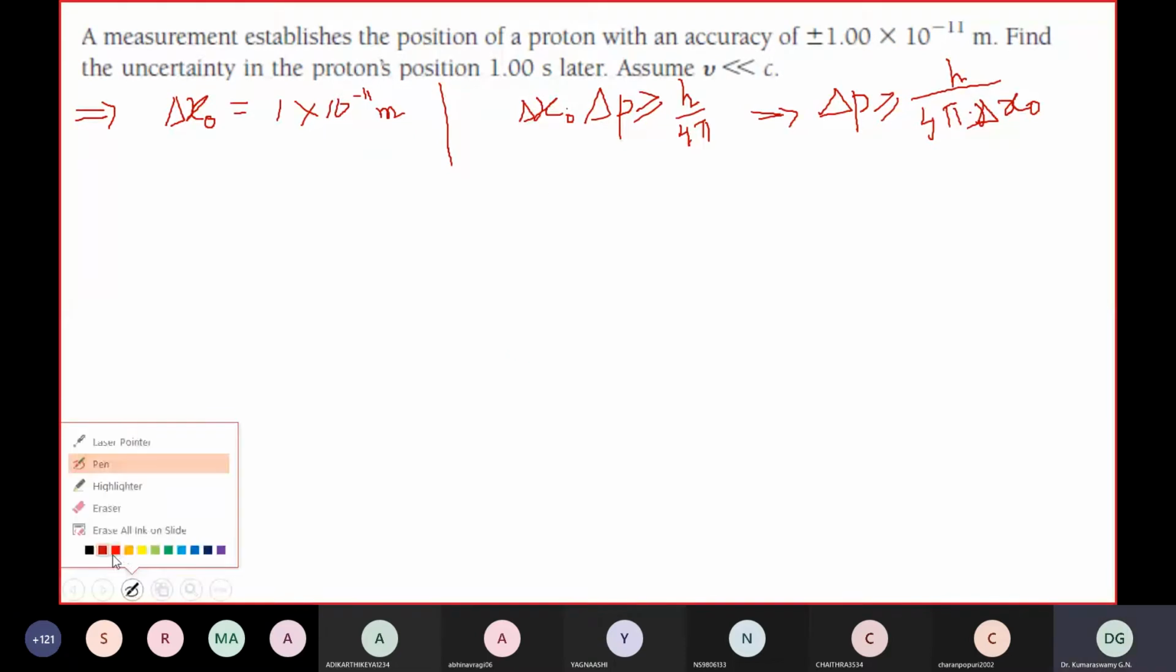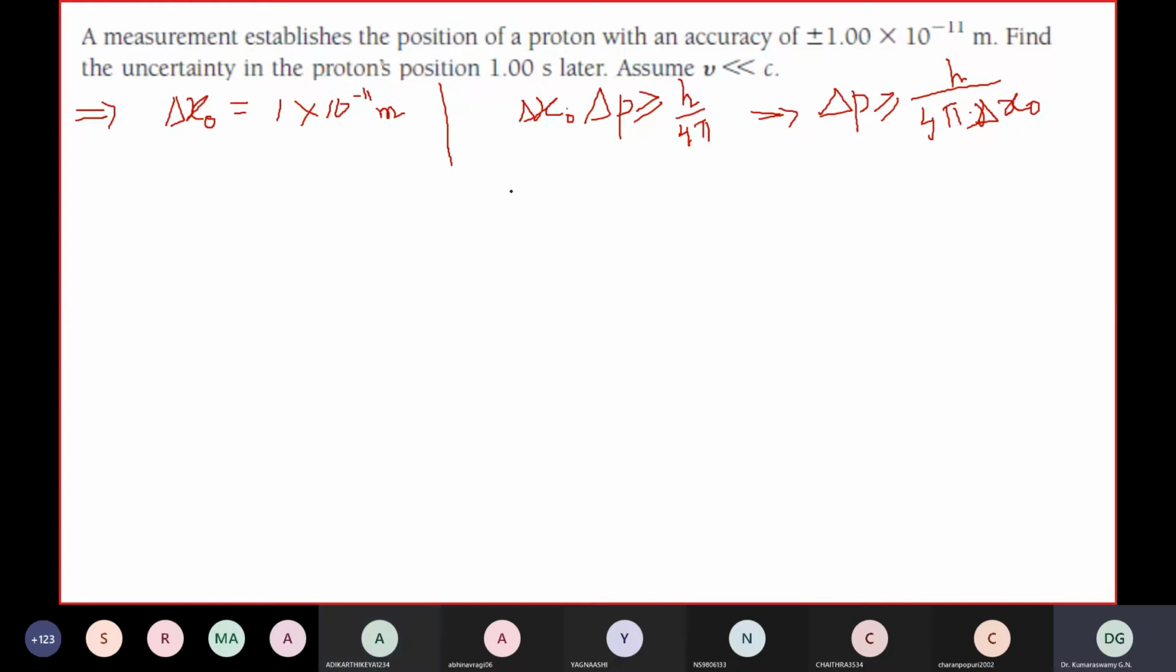Why don't we take delta x only, sir? No. Delta x we will take as the position after 1 second. They want the uncertainty in the proton's position after 1 second. We have to consider two conditions, t equal to 0. You have to find the uncertainty at the present moment and the uncertainty after 1 second. The present moment they have given. After 1 second, what is the uncertainty? That we have to find out.